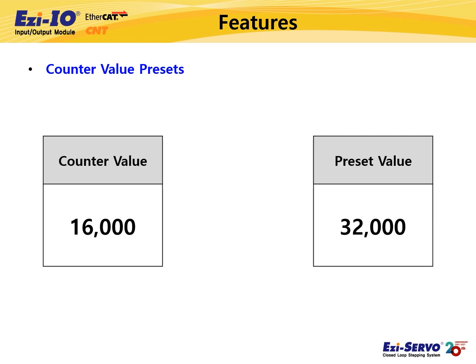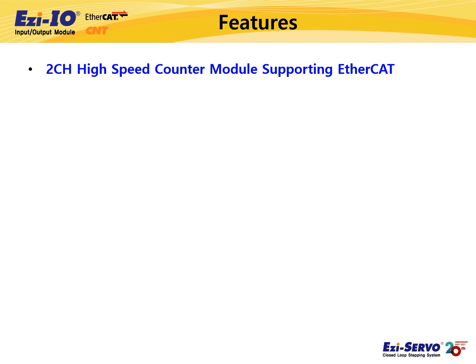Third function is counter value preset function. This function changes the current counter value to previously set preset value through communication command.